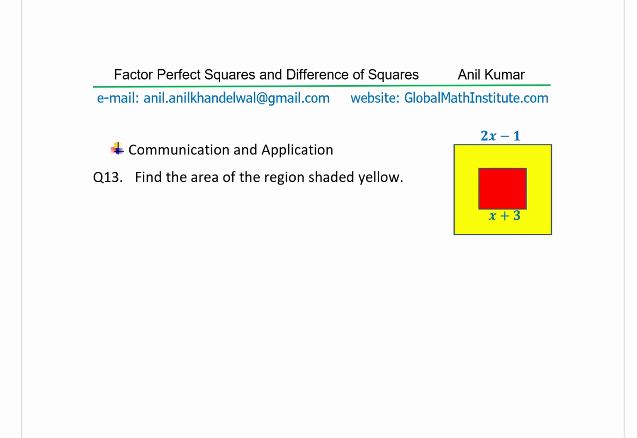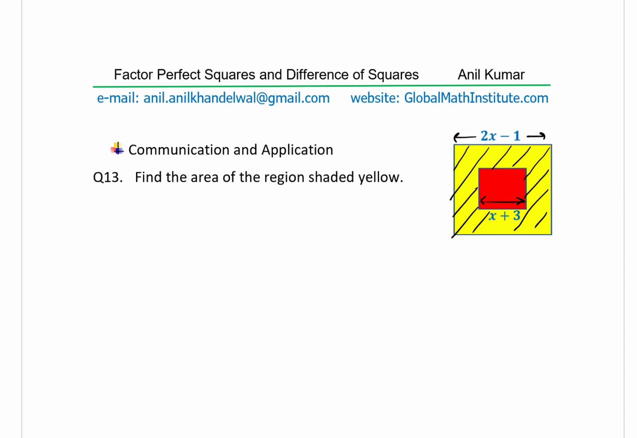Question number 13 now. Communication and application question. Find the area of the region shaded yellow. We are given two squares here. The dimensions of the squares are, the outer square is 2x minus 1 and the inside one is x plus 3. We need to find the area of this yellow portion, which is part of our question. I'd like you to pause the video, answer this question, and then look into my suggestions.